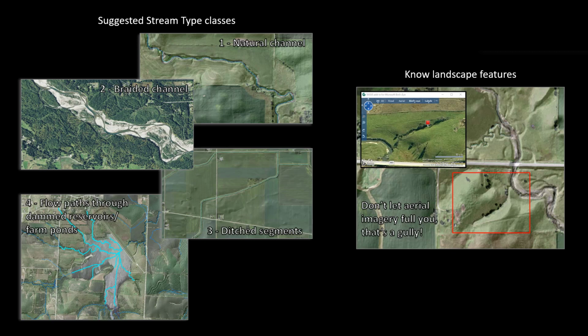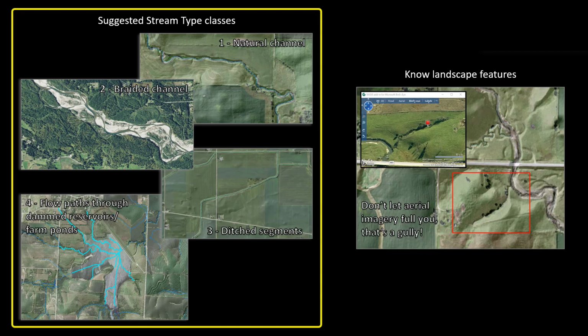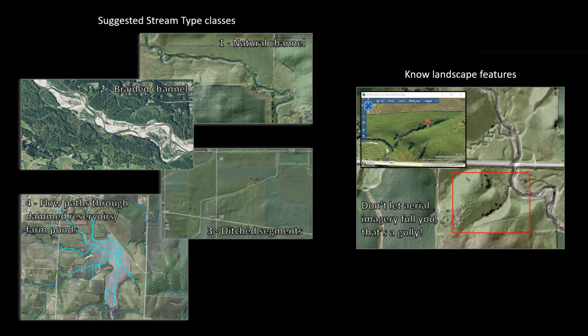However, you can go into a lot more detail with this. You could use a value of 1 to mean a well-developed channel, a value of 2 to indicate maybe a braided channel, a value of 3 to designate ditches, maybe a value of 4 if you have a flow path that goes through a farm pond or maybe through a dammed reservoir. My point is, you can get very detailed with this process. Just make sure that you keep an equally detailed record of what your identification numbers mean, and make sure that you're always using integers as your identifier.